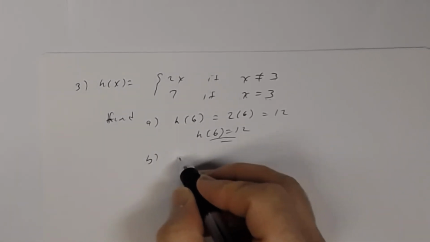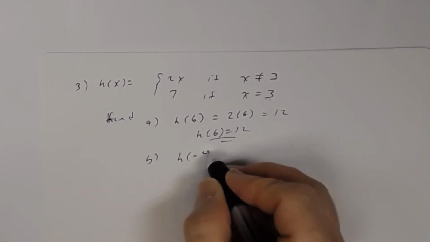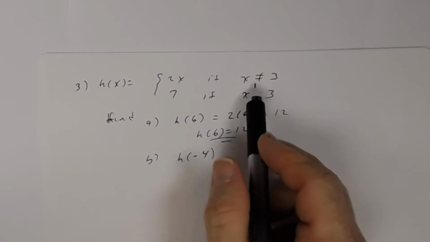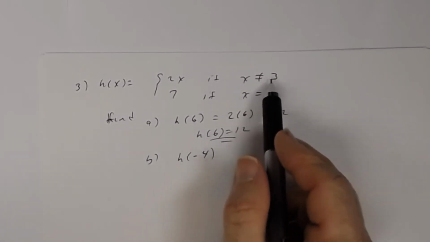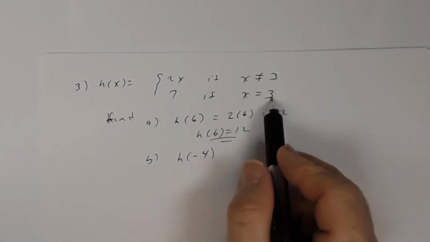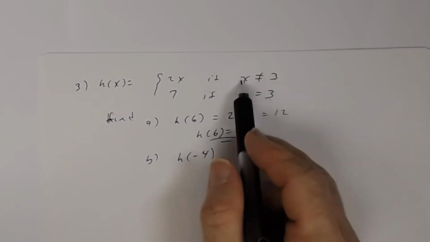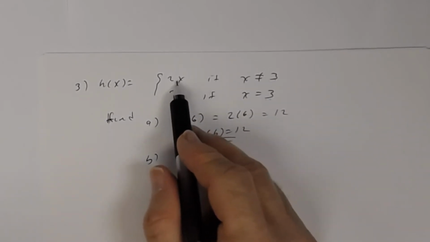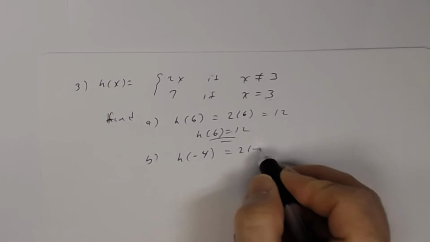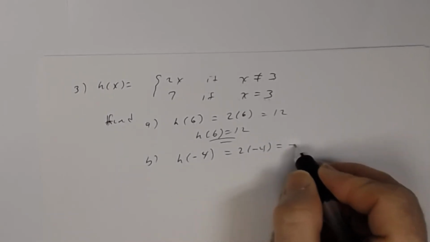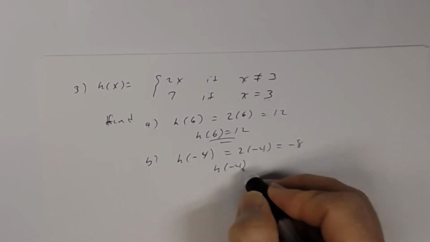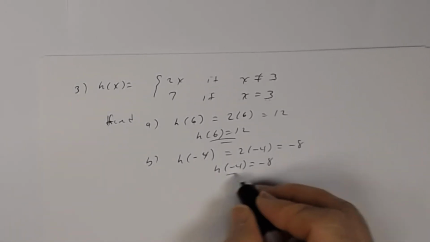B, let's say you want to find h of -4. Again, same thing. So is -4 not equal to 3, or is -4 equal to 3? Well, -4 is not equal to 3. So again, I have to use this one too. So that'll be 2 times -4, which is -8. So h of -4 equals -8.